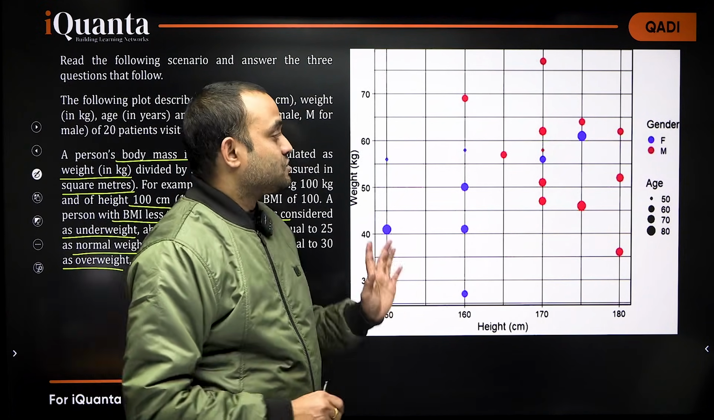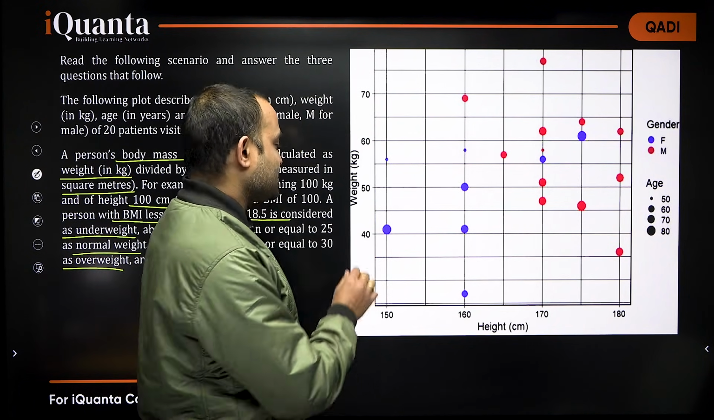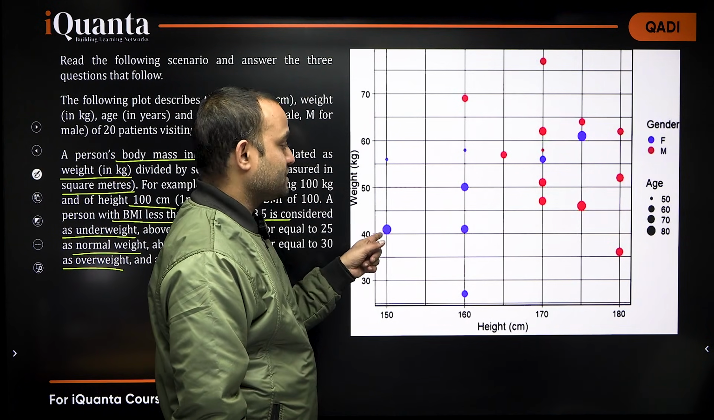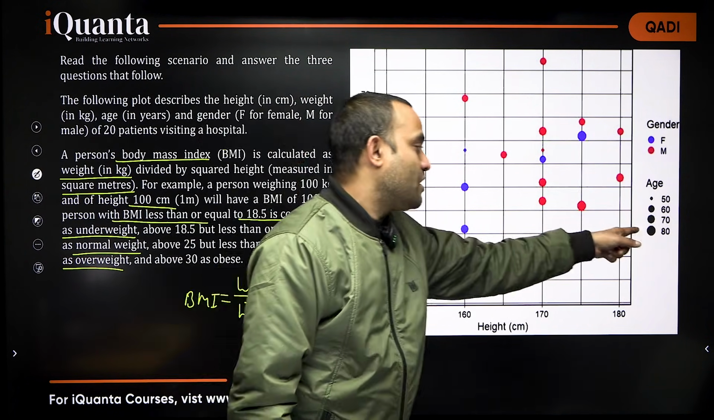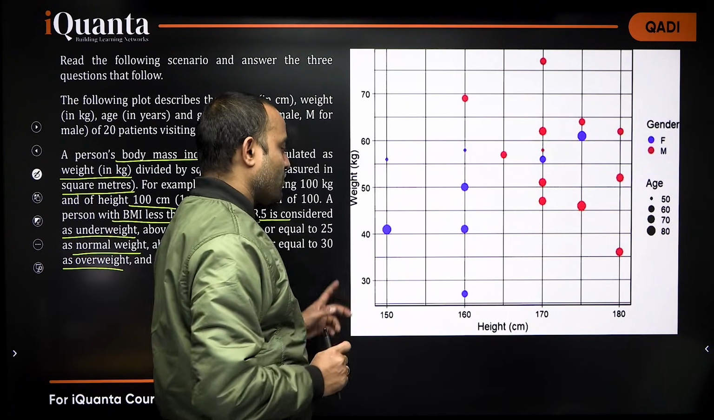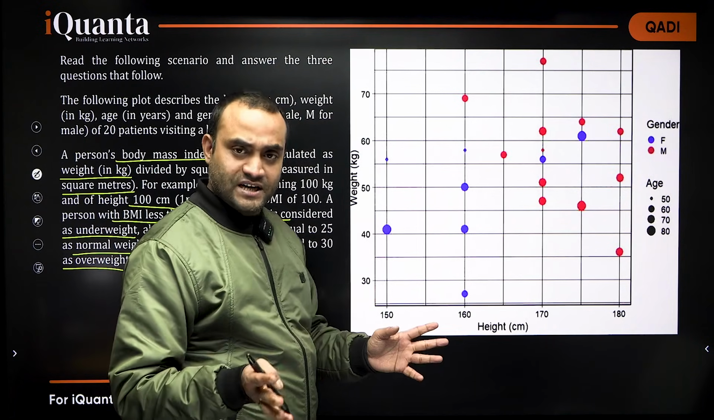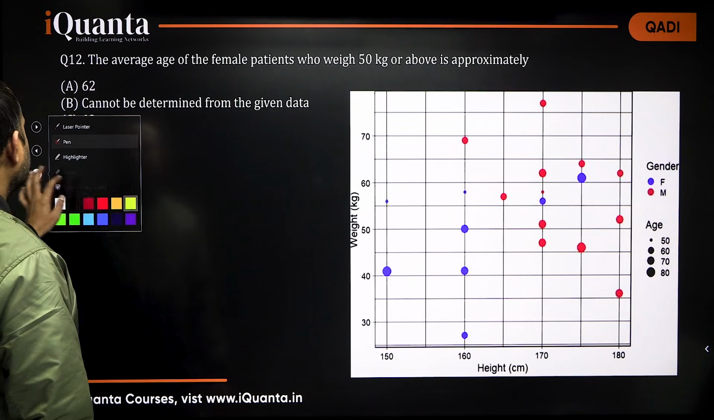Okay, so I hope this graph is clear, that all the biggest circle that you see, like this blue dot, denotes that this is a female with age of 80 years, weight is a little over 40, we can say 41, and height 150 centimeters. That's it. So let's try the questions.